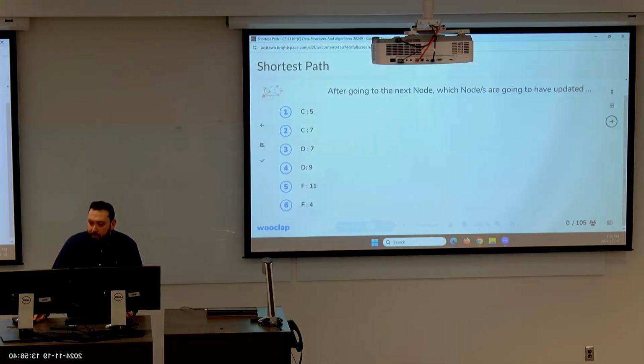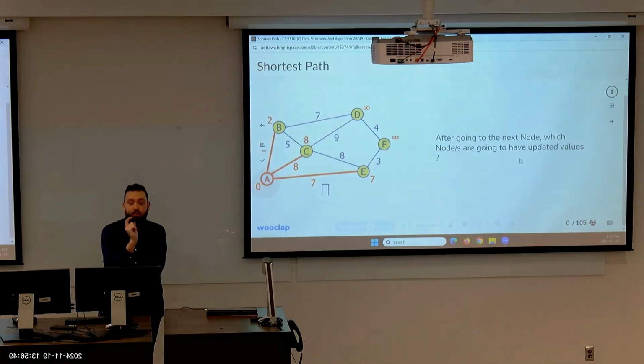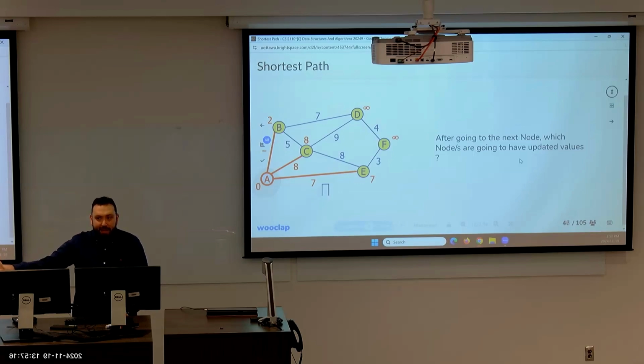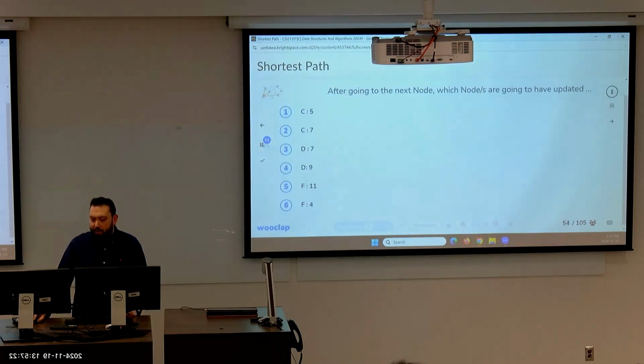Now, after going to the next node, which nodes are going to have updated values? I'm at B now. So which are the nodes that are going to have updated values? Again, we're going to use the relaxation method. That means we're only going to update when it's better, correct? In this case, which ones are better?